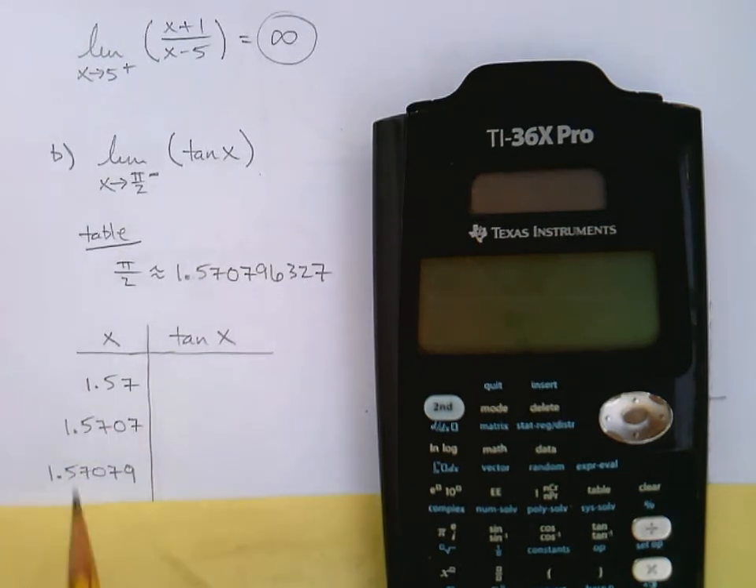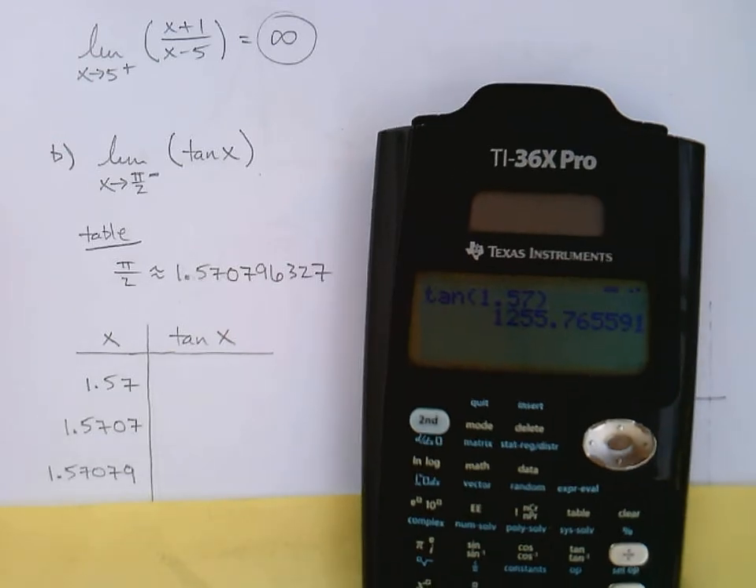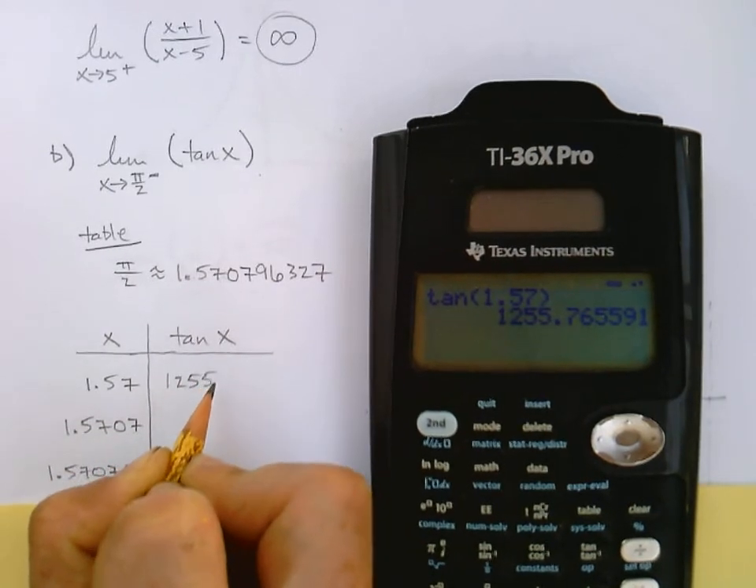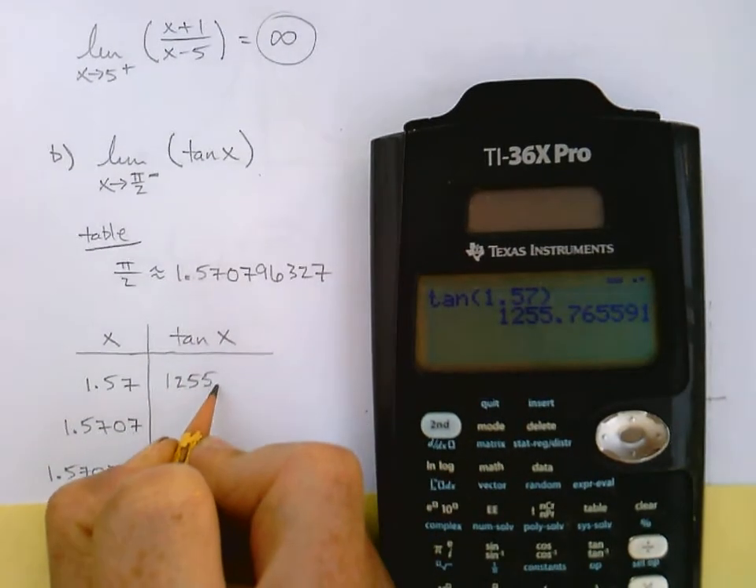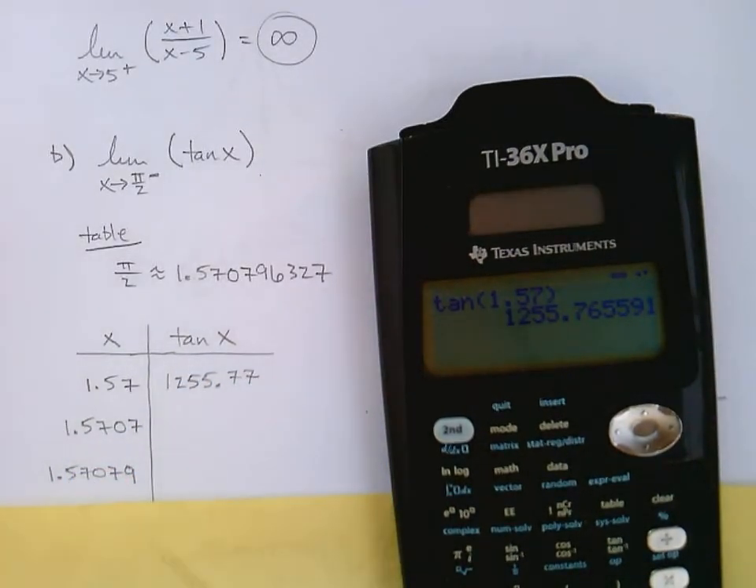Okay, let's try this out. Tangent at 1.57. And be sure you're in radians. Everything we do in this class, by the way, is going to be in radians. If we ever plug anything into trig functions, it's always radians, always radians. Okay, so I got 1,255.77, giving myself 2 decimal places.